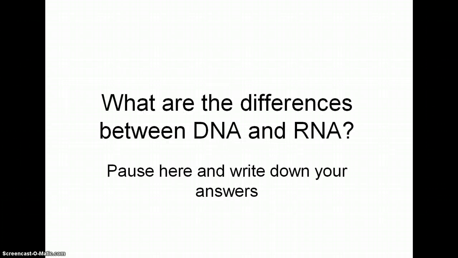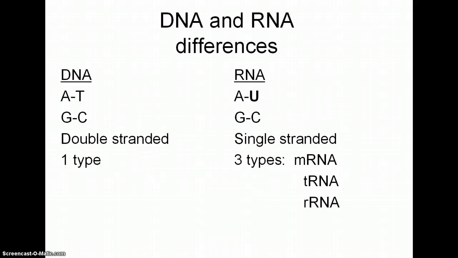Pause this video and write down the three differences between DNA and RNA. If you wrote that DNA has a T base but RNA has a U, that DNA has two strands but RNA has one, and that there is only one kind of DNA but three types of RNA, you got it right.